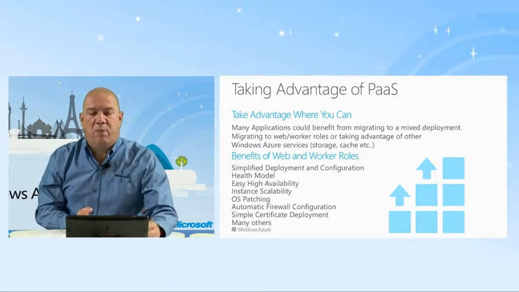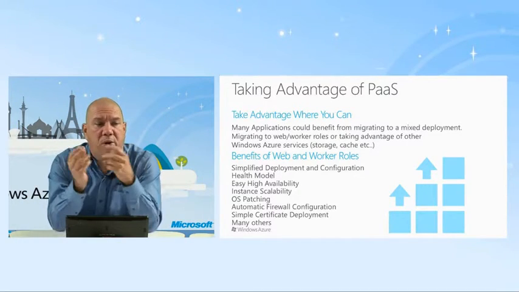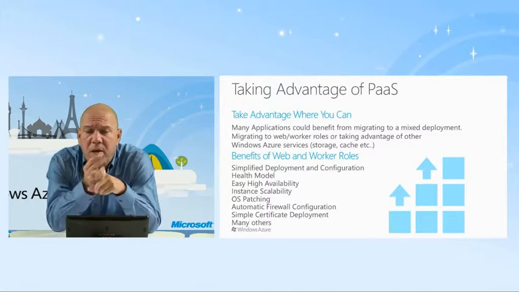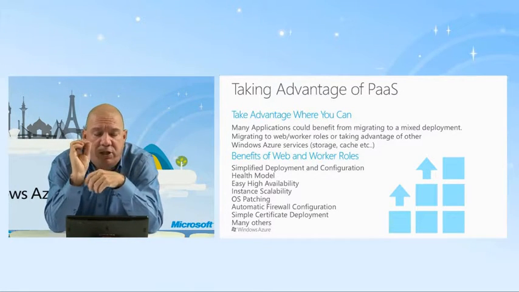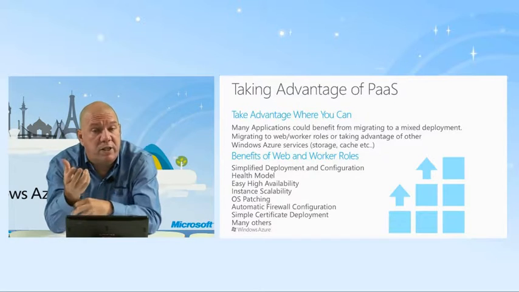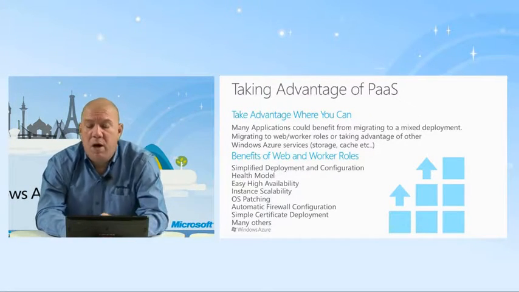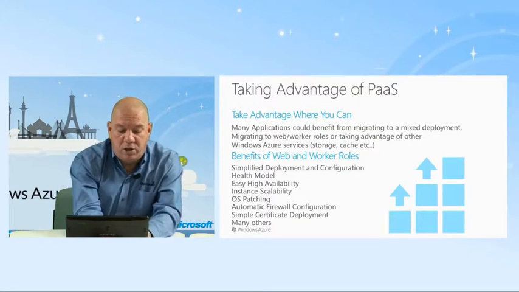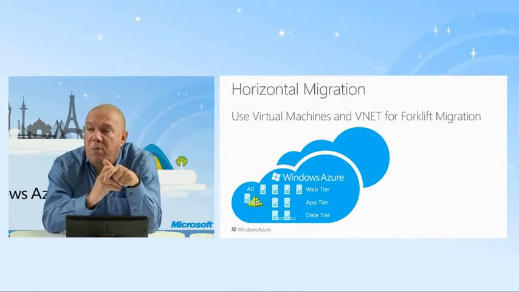It's very easy to take a web role, very easy to take a worker role, and push them out into that environment. The benefits you gain are high availability and instantaneous scaling, because I can simply crank up or crank down the instances of those web roles and worker roles as I need to. There's also automatic firewall configuration, the fact that the OS is patched for you. You can do horizontal migration.